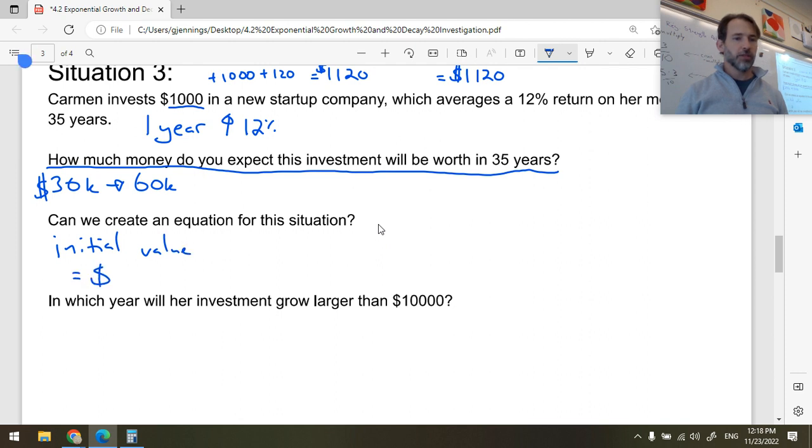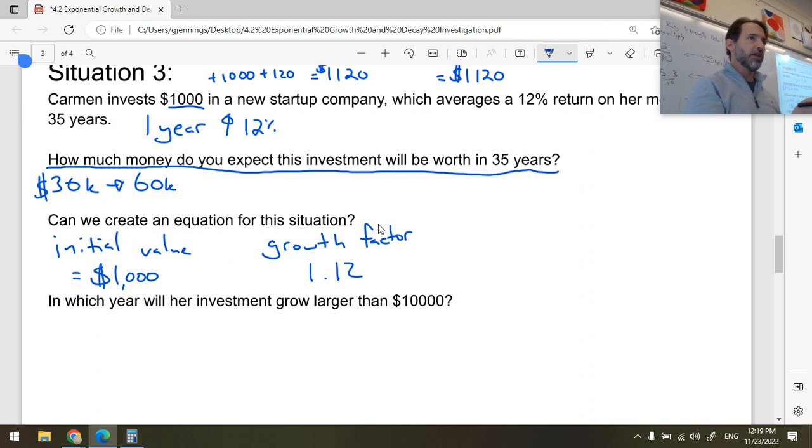It's $1,000. Great. And what's our growth factor? In other words, how much does this grow by? What do I multiply by to find out what it does after 1 year? Yeah, 1.12. Growth factor is 1.12. Every year it will be 12% more than it was last year. So 12% more than 100%.